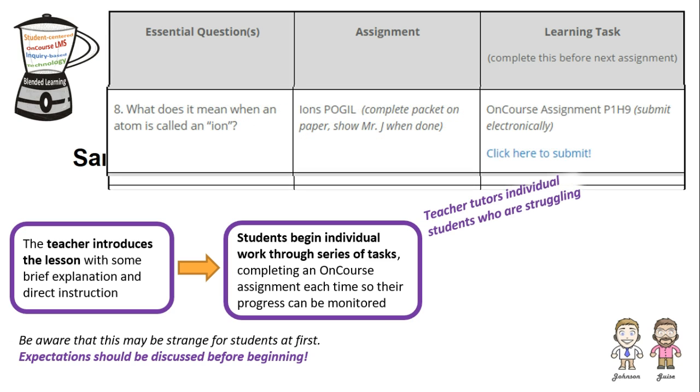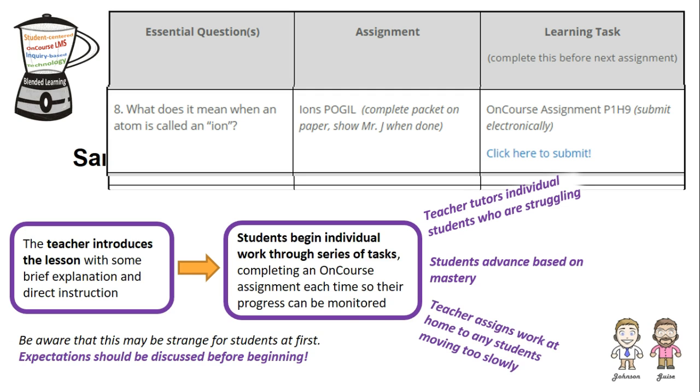And there's a whole big list of these that the students went through and completed at their own pace. The own pace part sounds kind of strange. There will be students who move slower than the others, and it's the teacher's job to step in and tutor those students as you see the need, so you can keep them up to pace with everybody else. This model is really great because students get to advance based on mastery of the concept. They don't move on to the next task until they've figured out and made sense of the first one and proved it to you with the on-course assignment. Lastly, the teacher is also there to assign work, basically homework, at any point in time to students who are moving too slowly to ensure that they keep pace with the rest of the students.